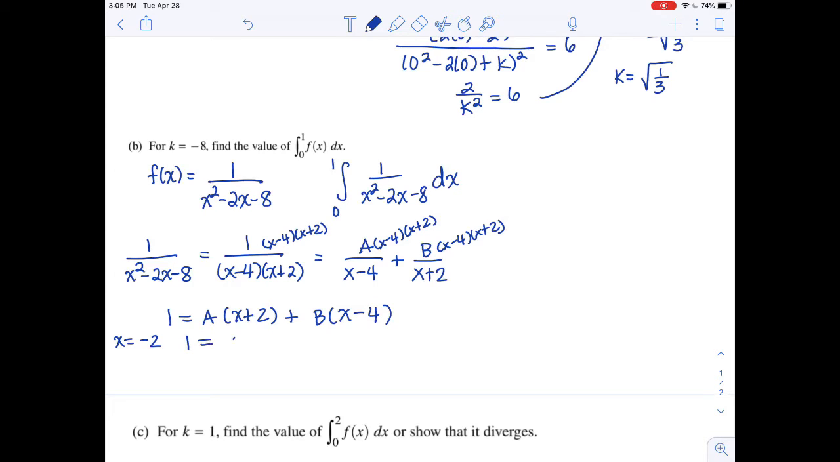So if I chose x equals -2, this whole part would become 0. I would have B being multiplied by what? -2 minus 4, which would be -6. So I get 1 over -6 for the value of B. If I then choose x equals 4, because again I'm trying to make those parentheses come out equal to 0, I would have 1 equals A times 4 plus 2, which is A times 6 plus 0, so 1/6 is equal to A. So I'm going to go back up to my main problem.